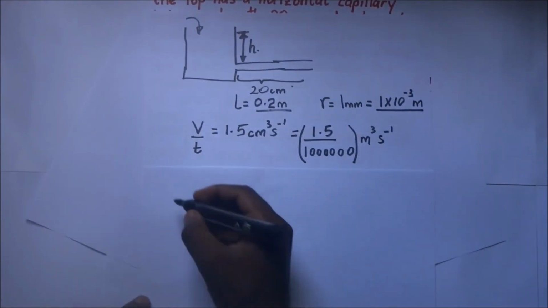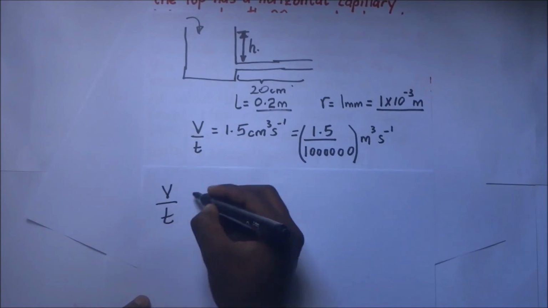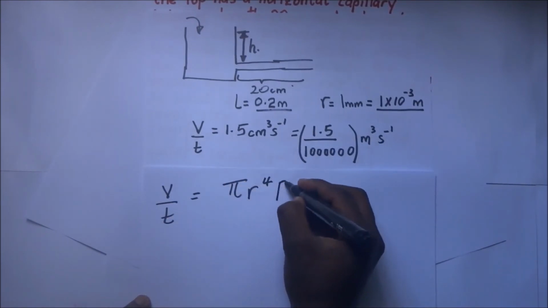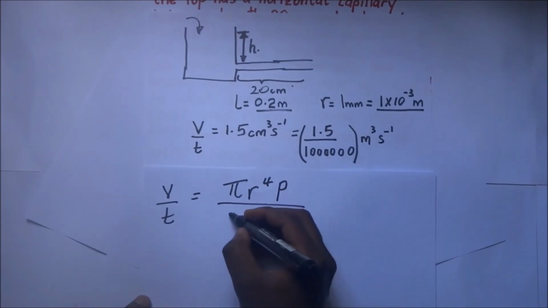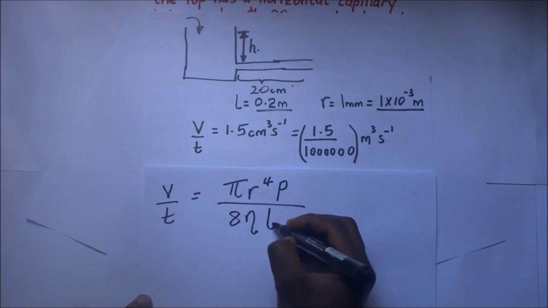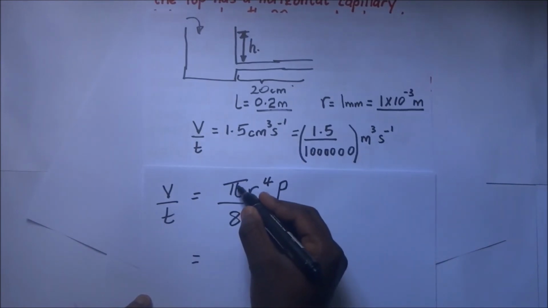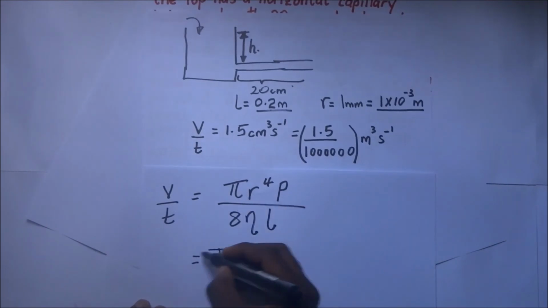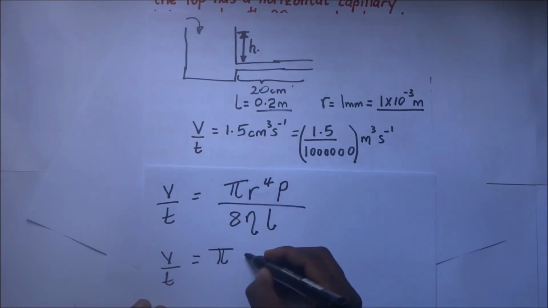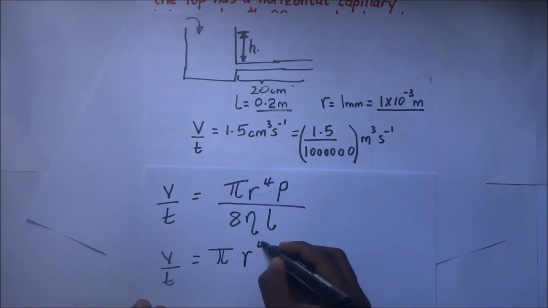So we know that Poiseuille's formula, V over T, is given by pi r to the power 4 times the pressure difference, divided by 8 times the coefficient of viscosity times the length of the pipe. So this is V over T, giving us pi times the radius of the pipe, which is r to the power 4.